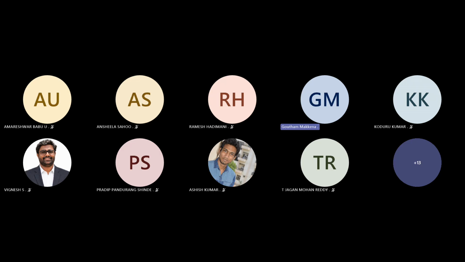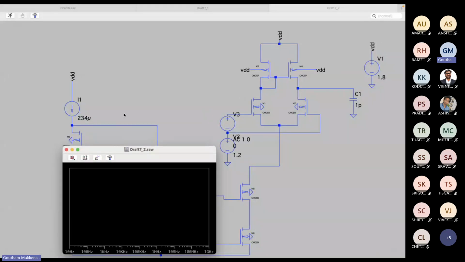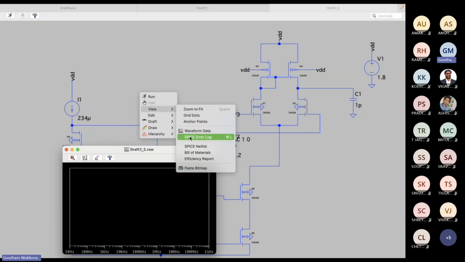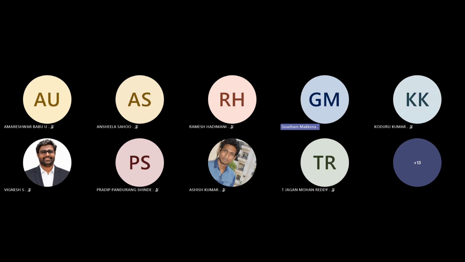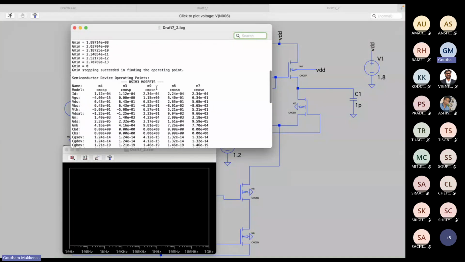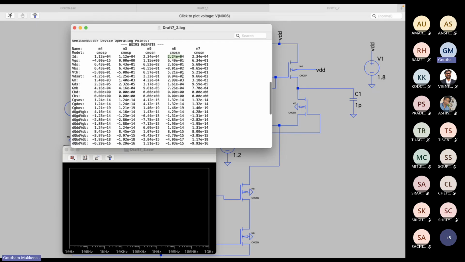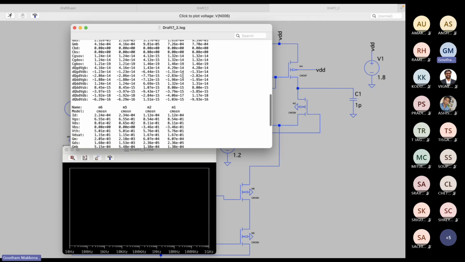Something is wrong, it is always coming out of screen sharing. So if I look at the spice error log, okay, some disk space problem is there. Yeah, so this is much better. See, 234 microamps, 224 microamps, almost very, very faithful.